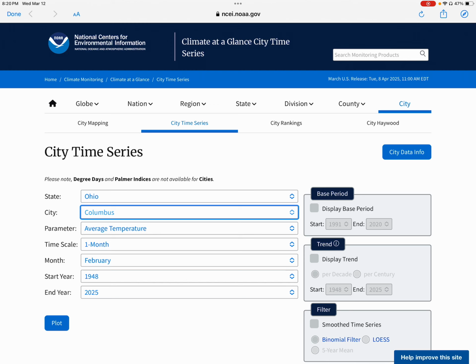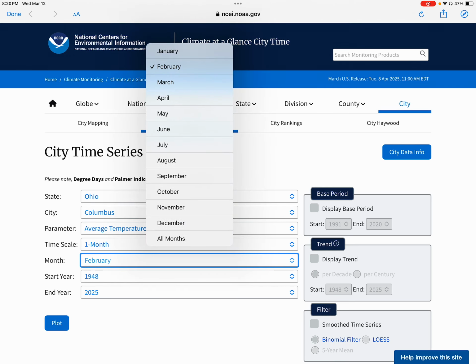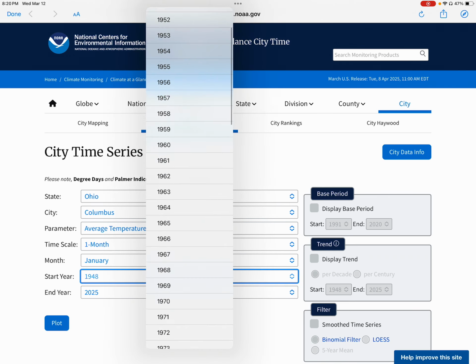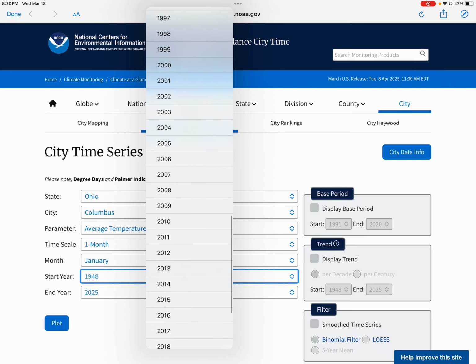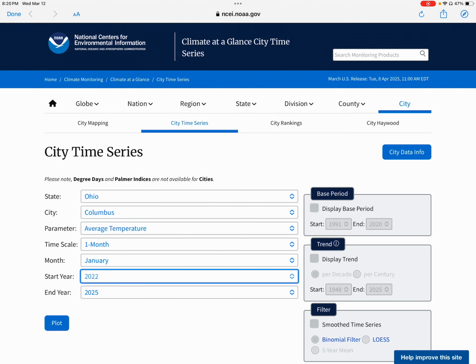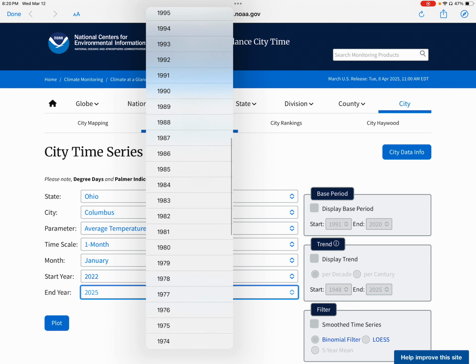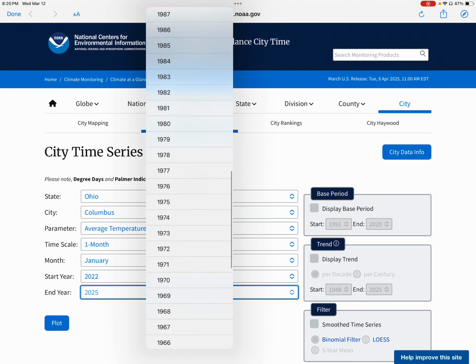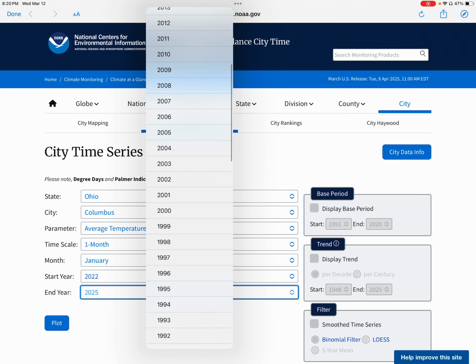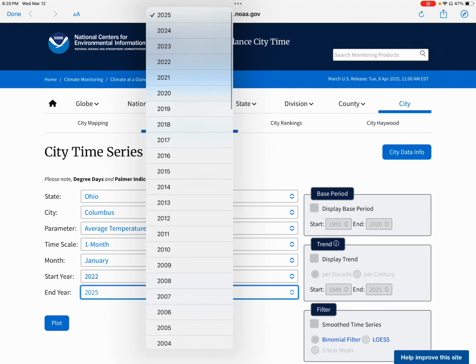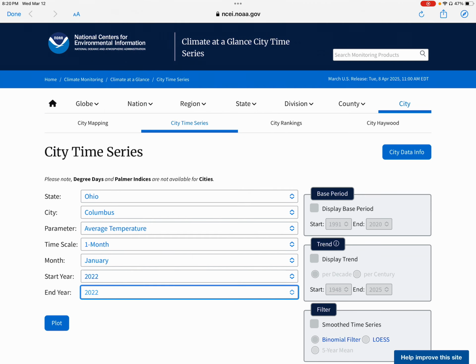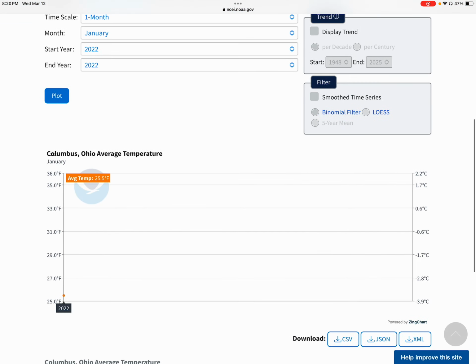Columbus, Ohio. And your parameters are average temperatures. So we want them to measure by month. We're going to start with January, and the year is 2022. So you are collecting from January of 2022 to December of 2022. Where are you? Here you are. And it will give you all the data. There's Columbus, Ohio. Oh, how very exciting.